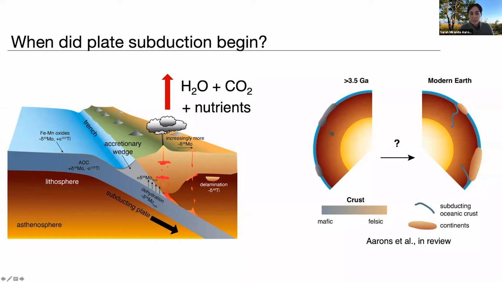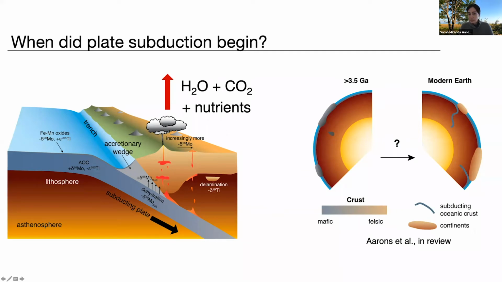But this plate subduction is really what's driving volcanism. So volcanoes are formed in these arc environments, and volcanoes are really producing the continental crust that we live on. And then also through volcanism, we have things like water and carbon dioxide being expelled into the atmosphere, plus other nutrients. So the rock cycle and plate subduction is actually really important in terms of Earth's habitability through time.